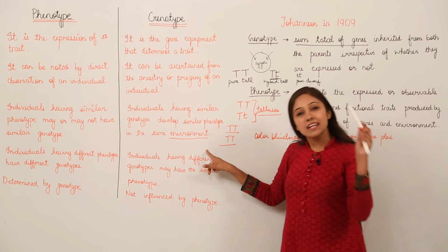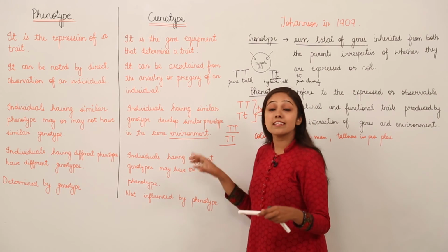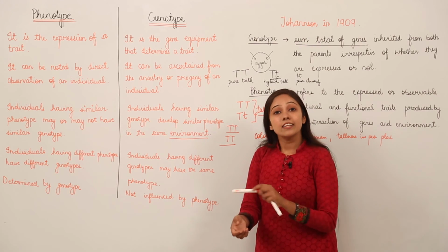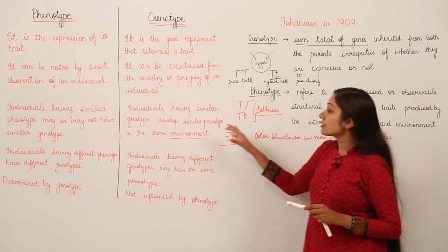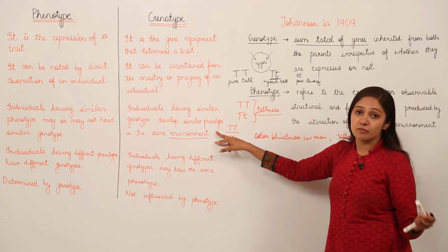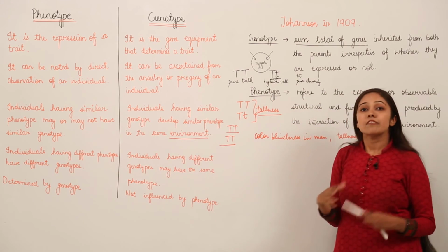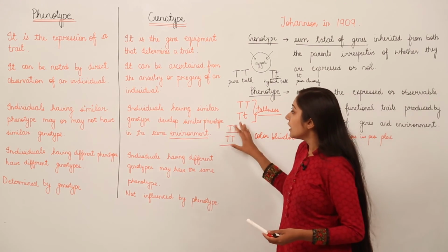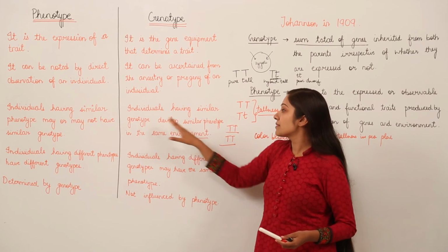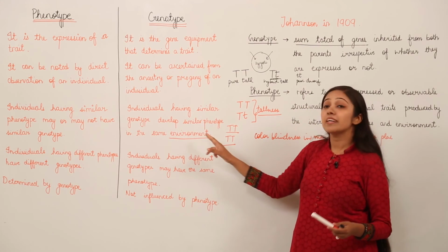Why? Because phenotype is affected by the environmental conditions, as I told you about skin tanning in summers, right? So this is how environment has an influence on the phenotype of an organism. But if the environmental conditions are the same and the genotype is the same, the phenotype is definitely going to be the same. So individuals having similar genotype develop similar phenotype in the same environment.